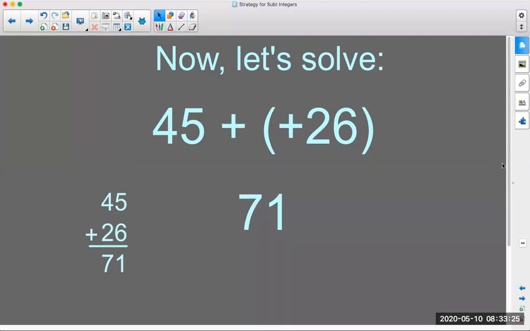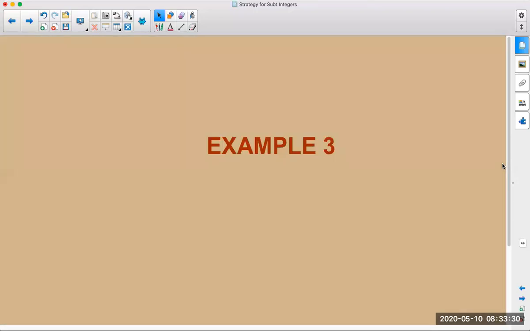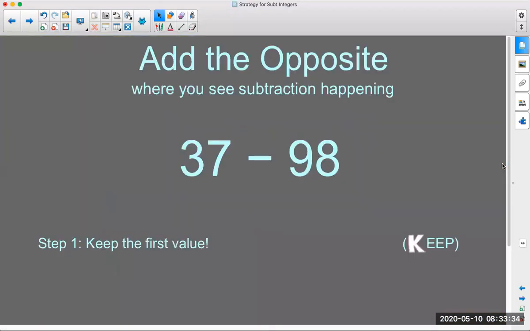Oh, yeah, that's what I'm talking about. Let's move on to the next one. Example 3. I'm not going to sing this time because, yeah. Example 3. Add the opposite where you see subtraction happening.